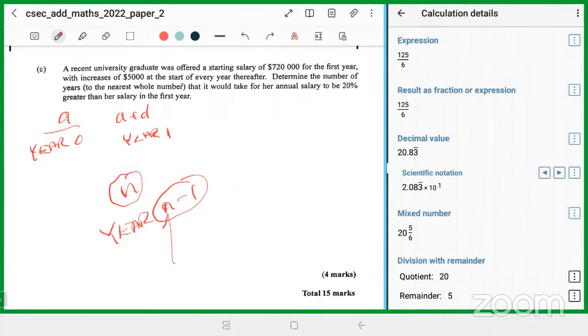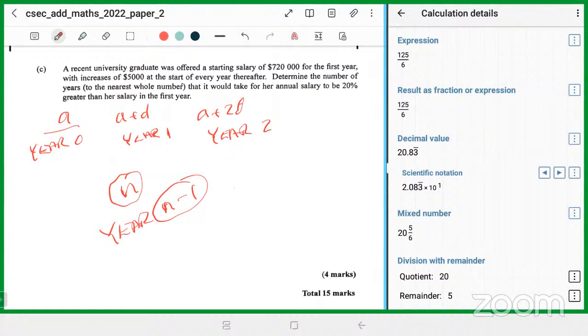2 minus 1. When you reach the third term, which is A plus 2D, you have gone 2 years. Year 2. 2 years pass. Start at 0, you reach 1 year, you reach the second term. When you reach the third term, you are done the second year.